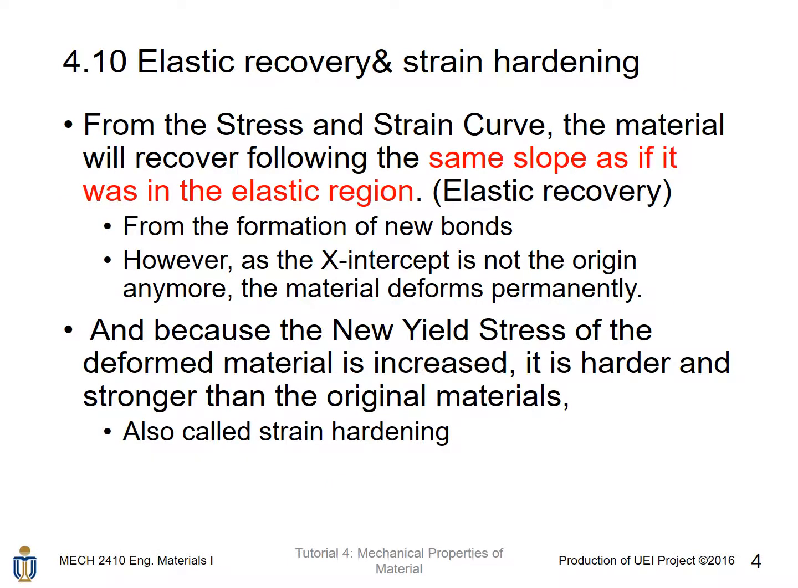For the stress-strain curve, the material will recover following the same slope as in the elastic region, which we call elastic recovery, and it is fundamentally from the formation of the new bonds. However, as the x-intercept is not the origin anymore, the material will deform permanently, and because the new yield strength of the deformed material is increased, it is harder and stronger than the original material. We call this strain hardening, and it is actually a strengthening mechanism.